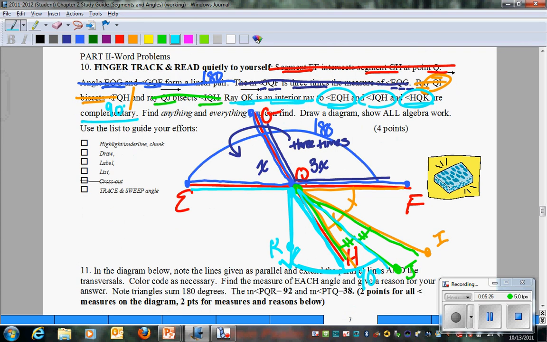Okay, now we're going to find anything and everything we can find. I'm only going to do two things with you. What's the simplest thing you can find right now? The angles that are equal. Yeah, the problem is you don't have any measures, though, do you? So how can we get an actual measure? 180 equals x plus 3x. Nice. Yes. We know this x plus 3x has to equal 180. So 4x. 4x equals 180.